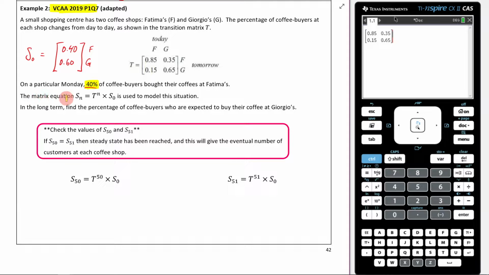It says the matrix equation is used to model this situation. So we've seen this before. You take your transition matrix, you raise it to the power of n for the number of transitions you want, and you multiply it by your initial state, and that will give you the amount of people in each shop.